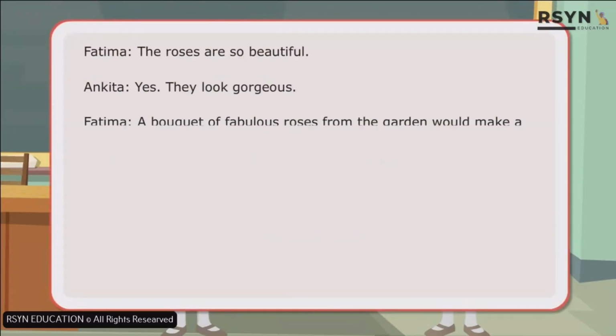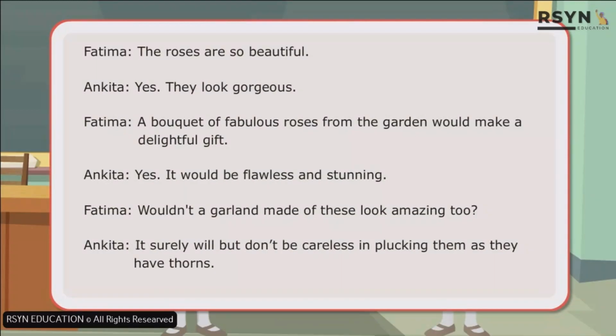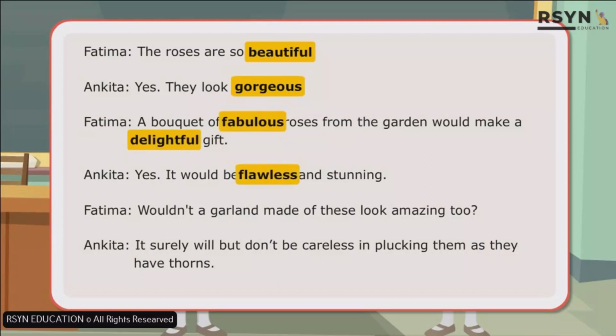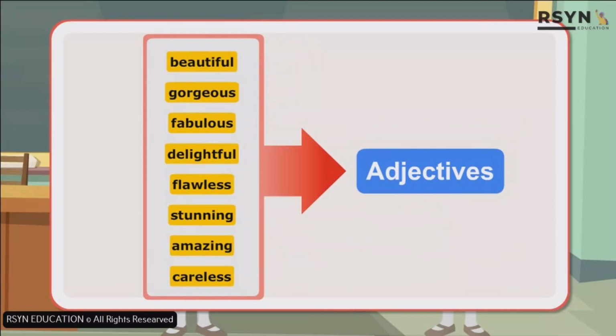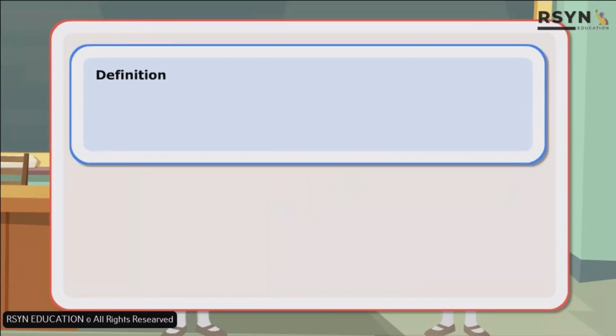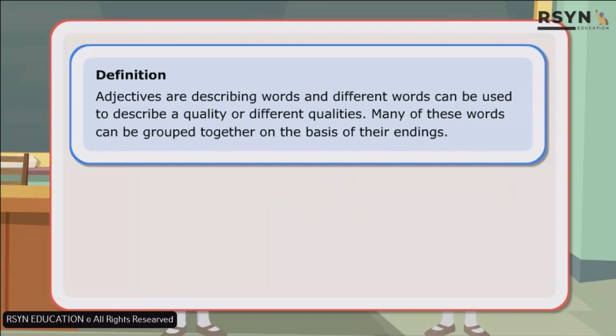In this conversation, the girls have used certain words for describing various items made from roses. These can be identified and grouped on the basis of their endings. The words beautiful, gorgeous, fabulous, delightful, flawless, stunning, amazing, careless are examples of adjectives that can be grouped according to their endings. Definition: adjectives are describing words, and different words can be used to describe a quality or different qualities. Many of these words can be grouped together on the basis of their endings.